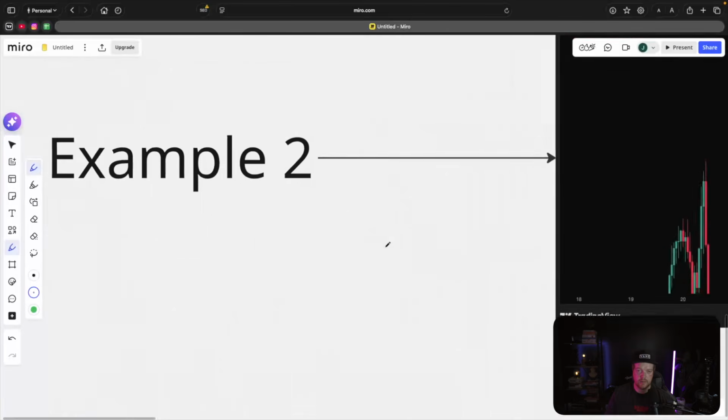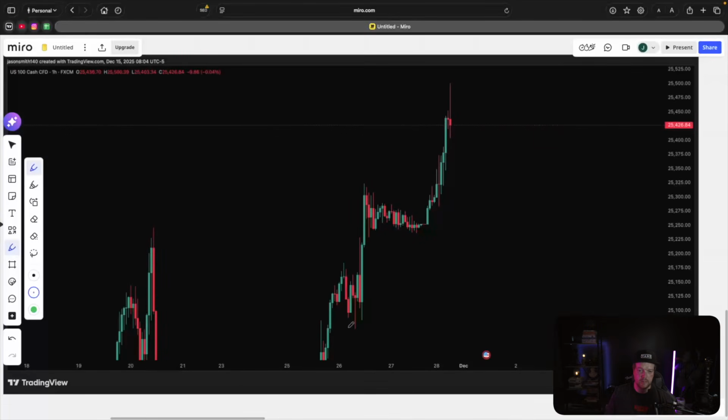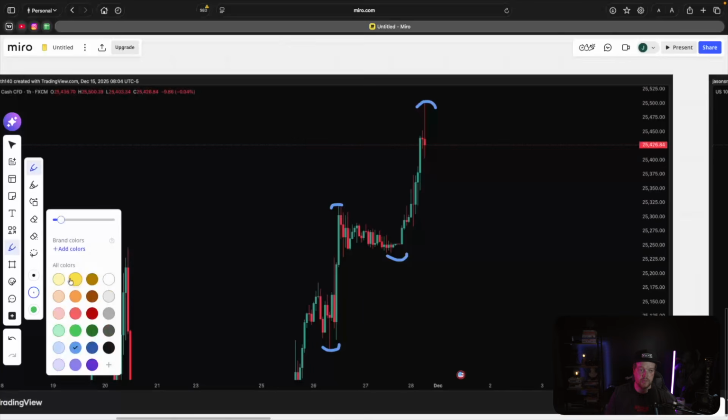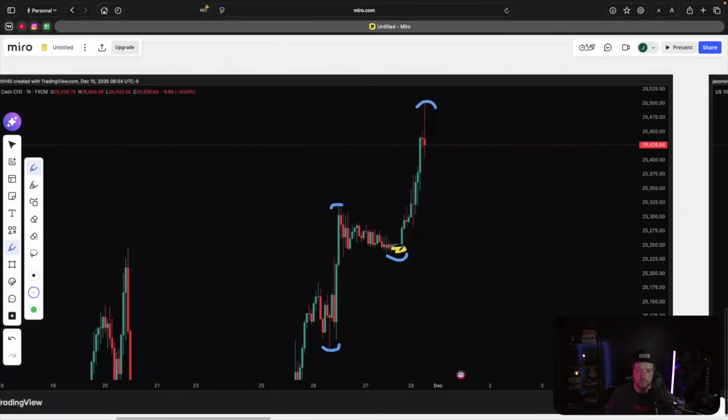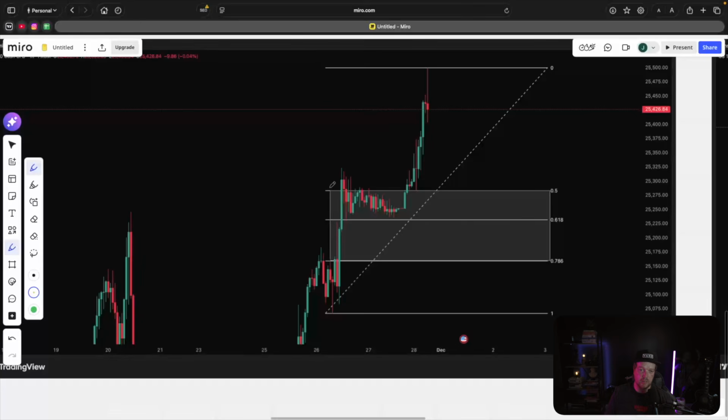Let's look at example 2. So here's another chart, so you can clearly see we have our lows, highs, lows, highs. Next thing that we want to do, we want to draw our fib actually from this low to this high. We're going to draw our fib. There you can see, and we mark out our 50% zone till the 78.